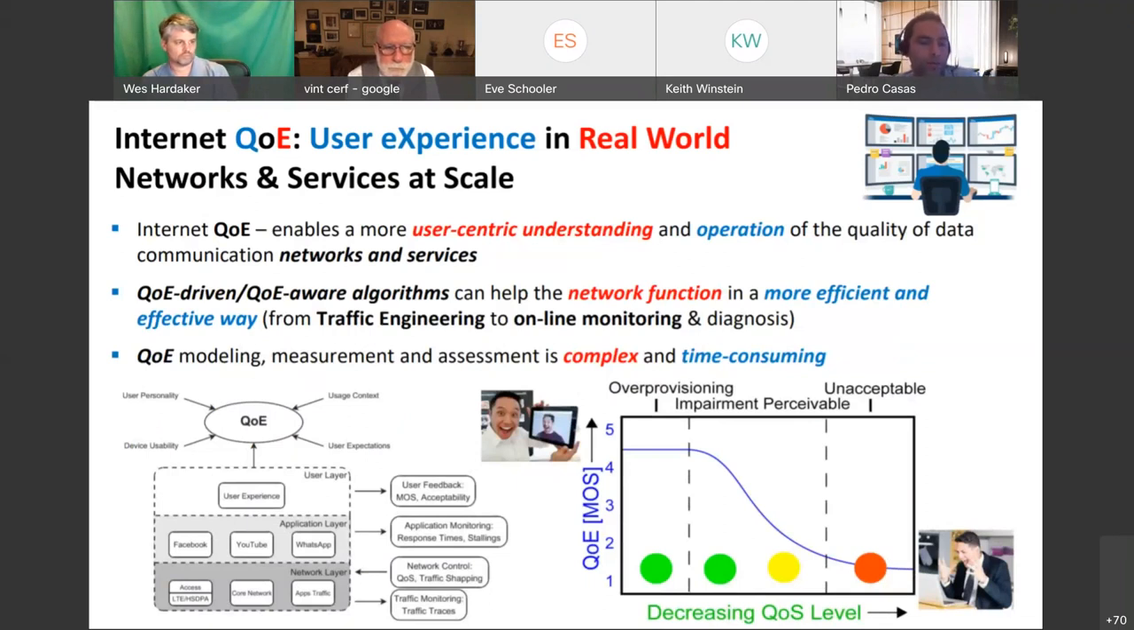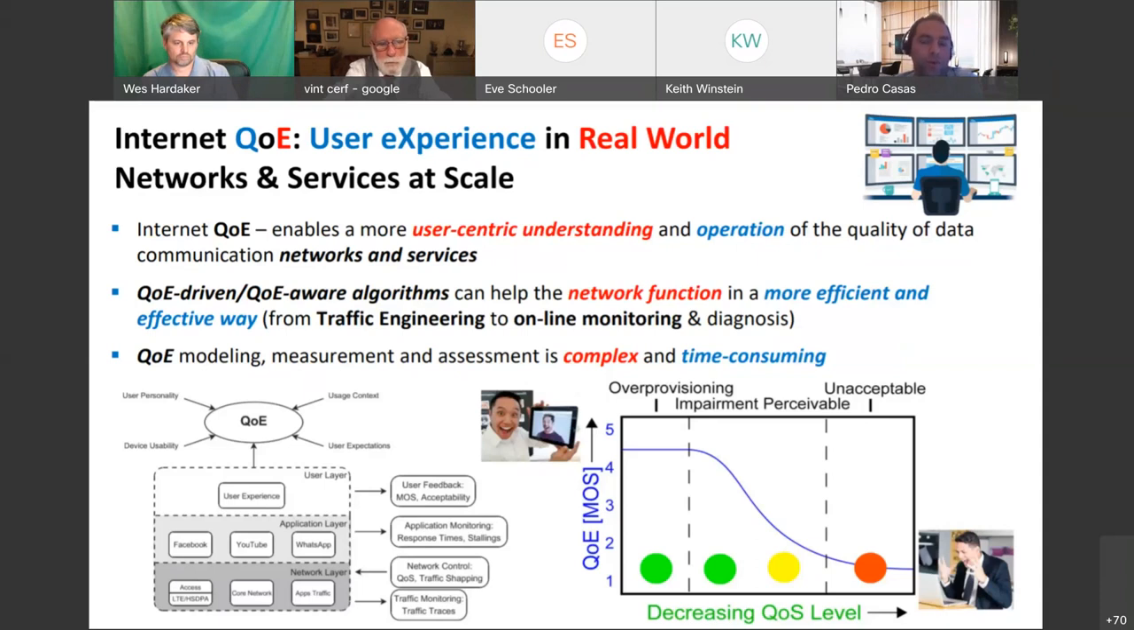And why that? Because we always say that you cannot control what you don't understand, and you cannot understand what you don't measure. So, in my perspective, it's very important to understand the user experience and quality of experience, but also how to measure it. The operation of networks through a user-centric understanding is very important.